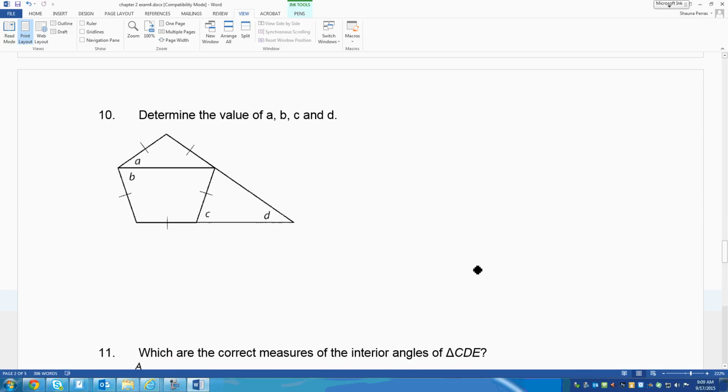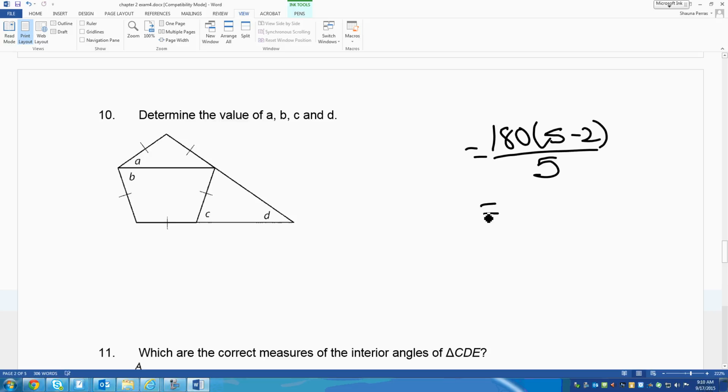Question 10. Okay, so let's talk about question 10. What's the first thing we did to question 10? I look at it and I see a regular sided pentagon in there, a 5-sided figure. So I can solve for the interior angles of each one, right? Individual angle measures. So I go 180 times 5 minus 2 divided by 5, right? That's the individual angle measure of a pentagon.